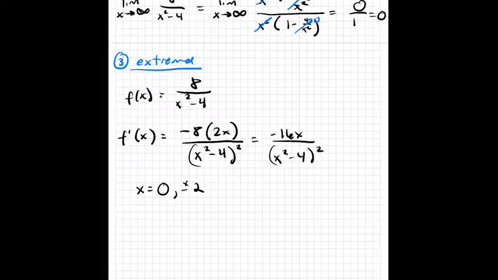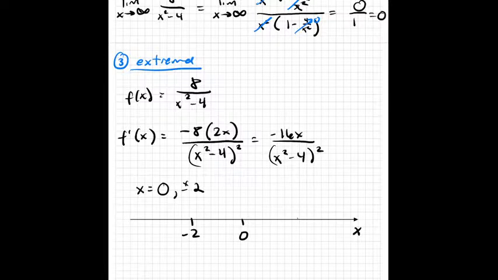So what I'm going to do is plot these on my number line. Let's try that again. Here's my positive x. Here's 0. Here is negative 2. Is that slanted? That surely is. That's irking me. Okay. And here's positive 2, right?